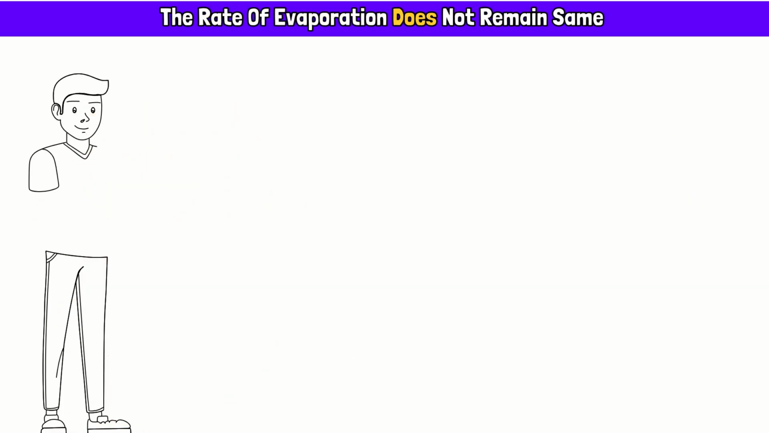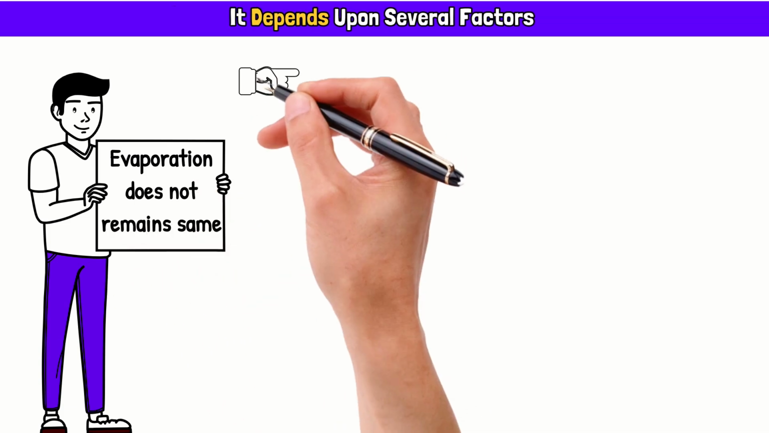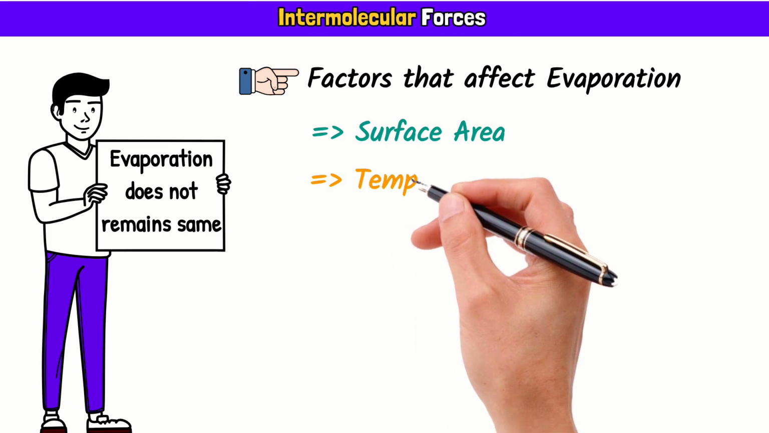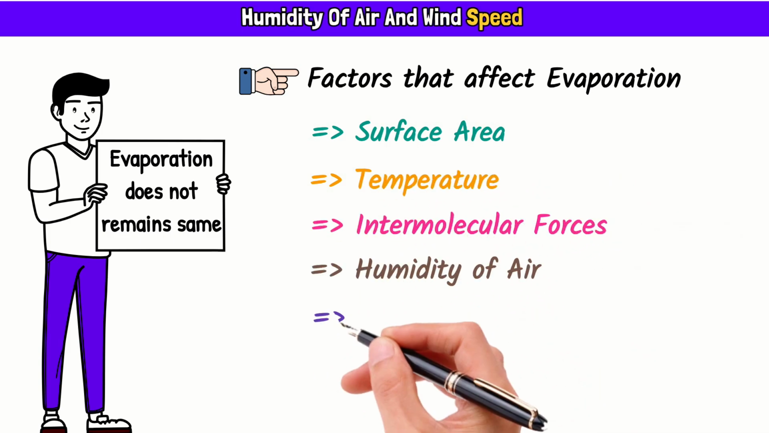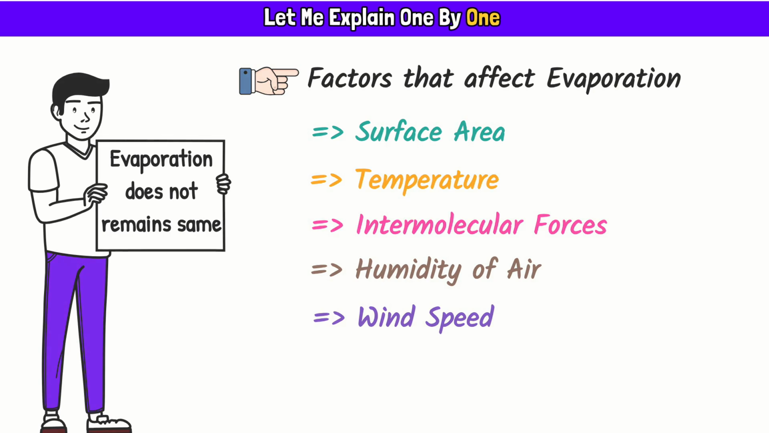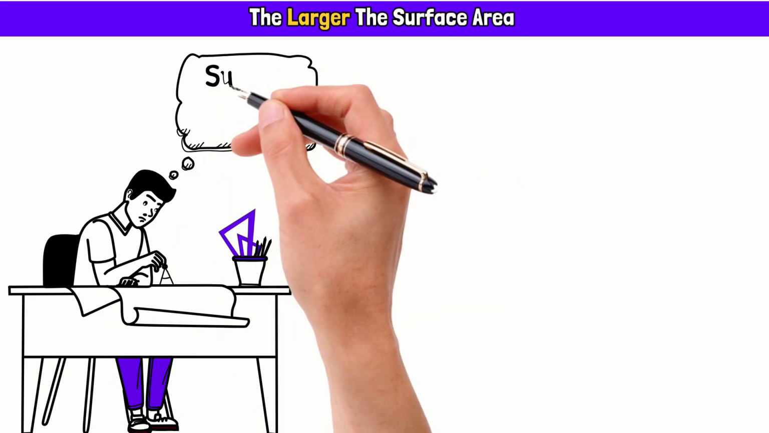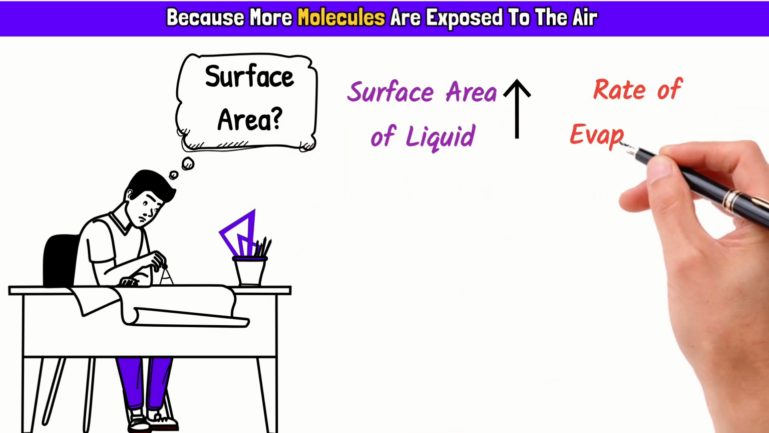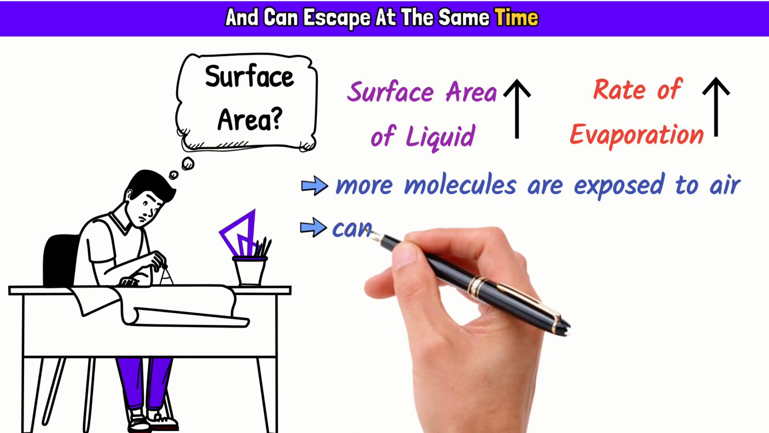The rate of evaporation does not remain the same under all conditions. It depends upon several factors, like surface area, temperature, intermolecular forces, humidity of air, and wind speed. Let me explain one by one. How is evaporation affected by surface area? The larger the surface area, the greater the rate of evaporation, because more molecules are exposed to the air and can escape at the same time.